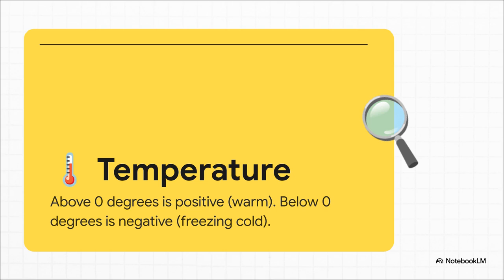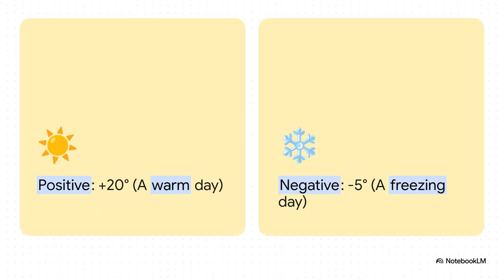First up, temperature. This is maybe the most perfect real-world example of our vertical number line. When the temperature is above 0, it's positive, and we call it warm. But when it drops below 0, it becomes negative, and we definitely call that freezing cold. And you can feel the difference, right? A +20-degree day means you're enjoying the sun. A -5-degree day means you're seeing your breath in the air. Both of them are just measurements moving in opposite directions from that 0-degree starting point.